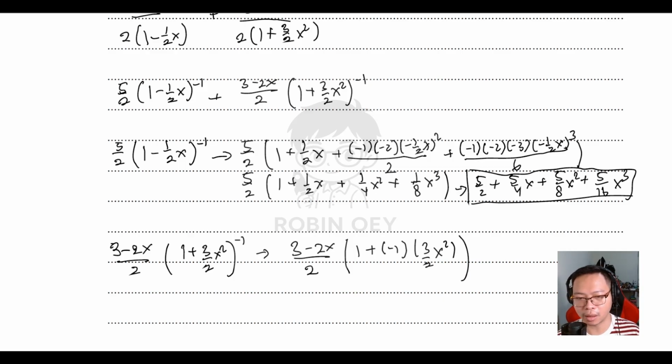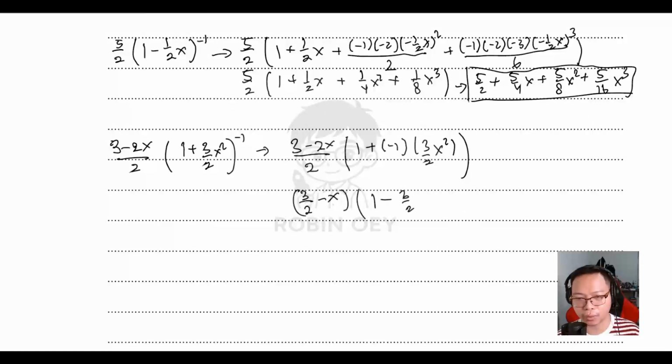Okay, so we stop at this point, because if you see here we have x, so we don't need the x cubed because it will make x to the power of 4 as a result. Okay, so we can stop here. So we have 3 over 2. Yeah, if I take out the 2 here, 1 minus 3 over 2 x squared.